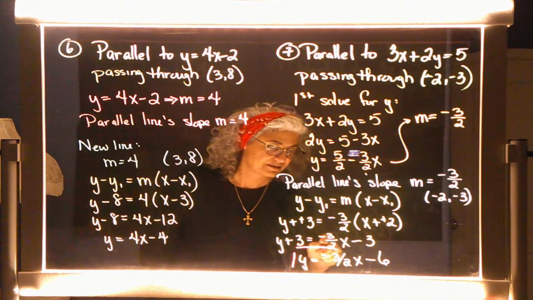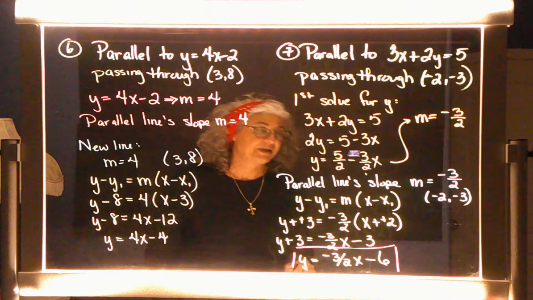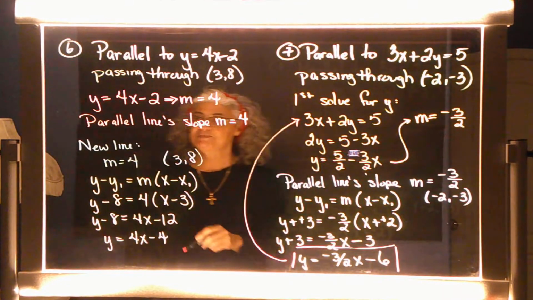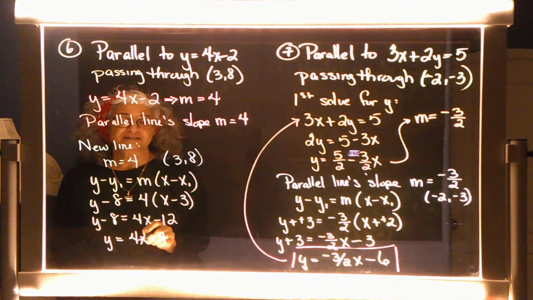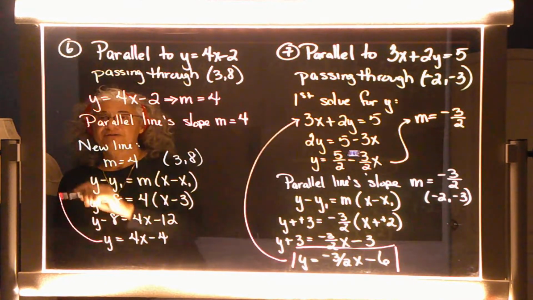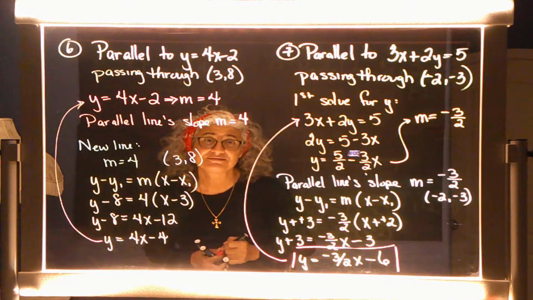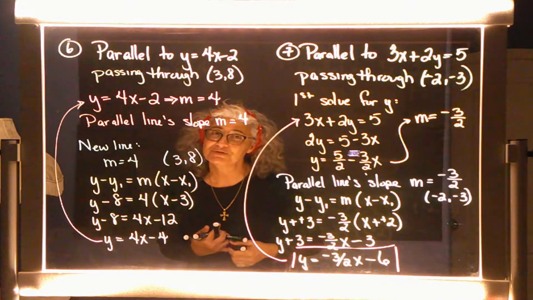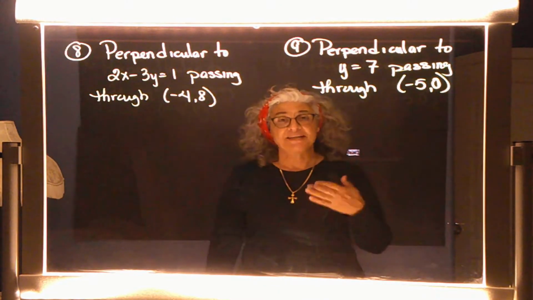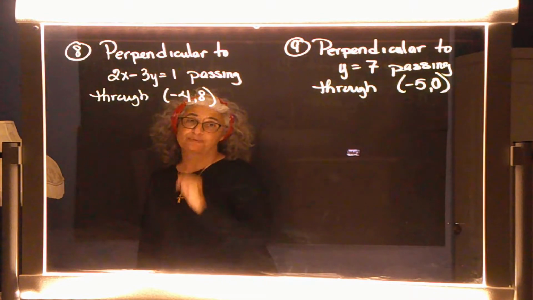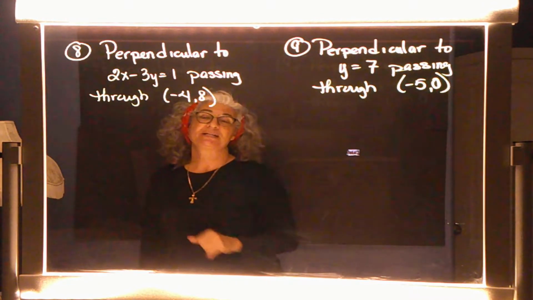Here is the line parallel to this one. And this answer, here is the line parallel to that one. Good? Hang in there. Got a couple more examples. Let's look at problem number 8. Now they're asking us to find a line perpendicular to this one, passing through the point -4, 8.